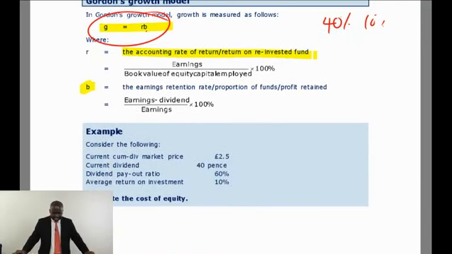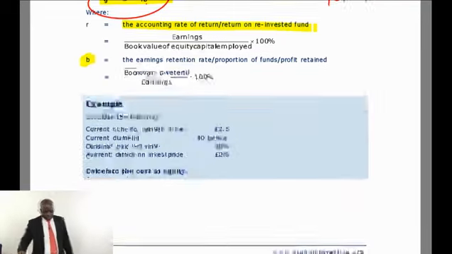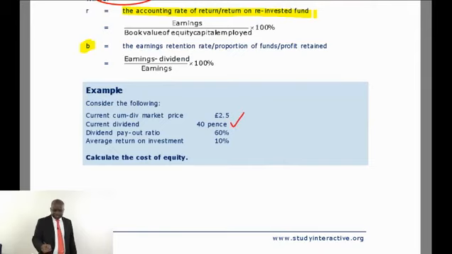Okay, so let's take this example. Consider the following. The current cum div market price, current dividend, dividend payout ratio, average return on investment, calculate cost of equity. Okay, dividend is 40 pence, 60% is paid out as dividend.